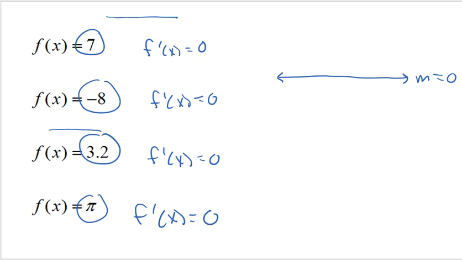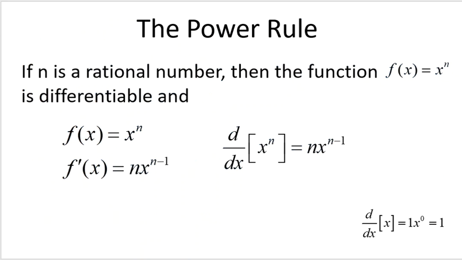All right. Now, this next rule is by far the most commonly used derivative rule in all of the world. It is such an awesome rule, and it's so easy to use. All right. If n is a rational number, then we have the function f of x equals x to the n. So again, that's a power function.